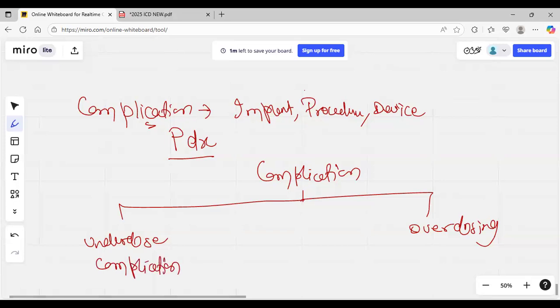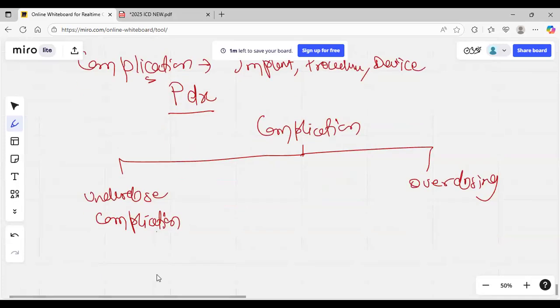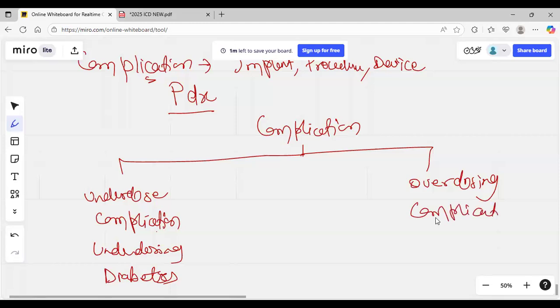underdosing at the second position, and diabetes at the third position. And if the patient is getting an overdosing of the insulin, in that case also you have to code the complication as the primary diagnosis. To find a code for a complication, you have to refer to complication in the index.